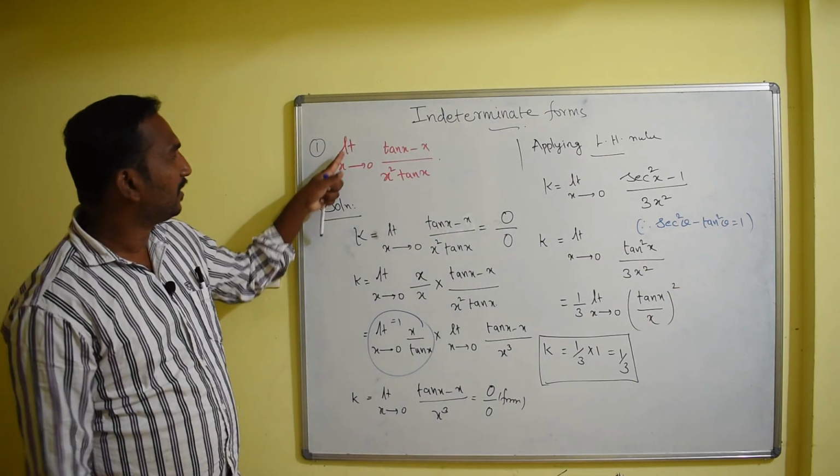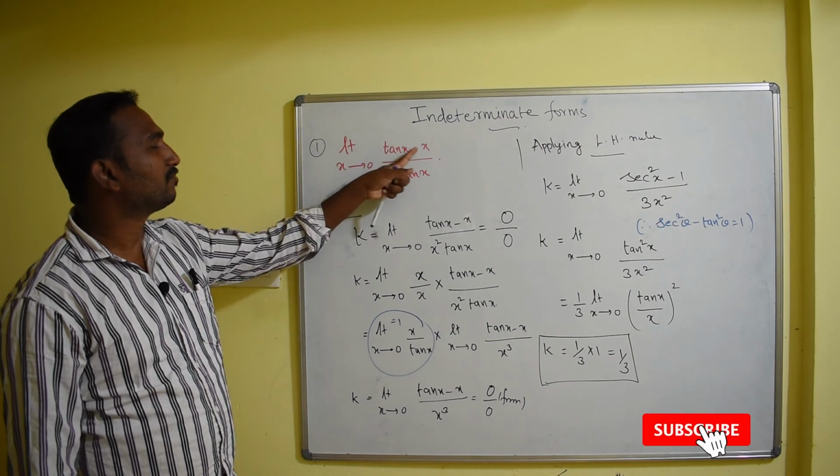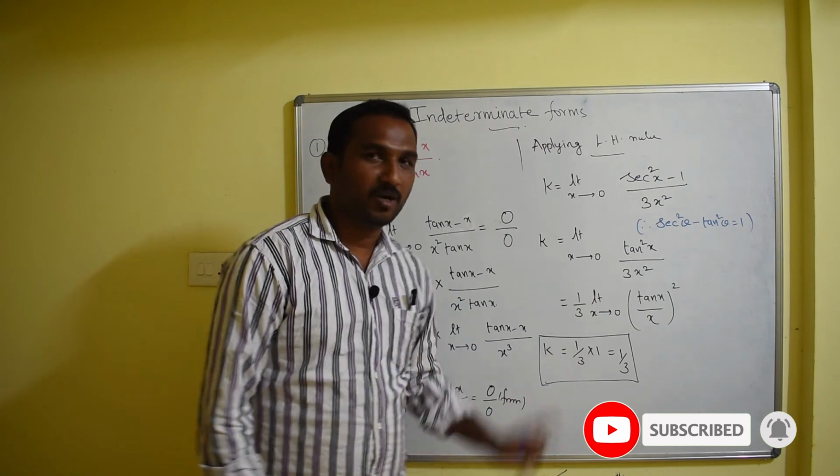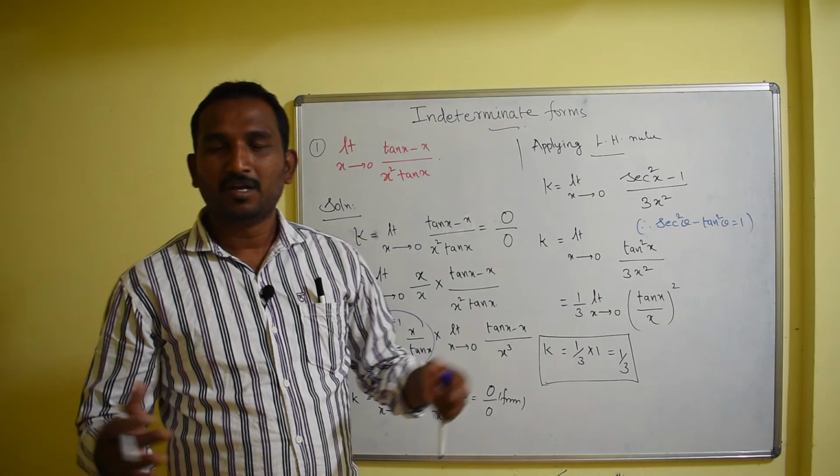So we got limit x tends to 0 of (tan x minus x) divided by (x square times tan x) is equal to 1 by 3. By using L'Hospital rule, we got it.